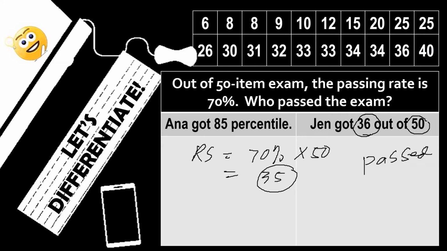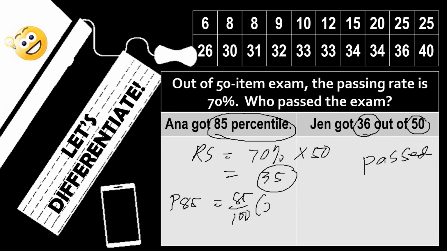What about Anna, 85 percentile? So let us get the 85 percentile. So this is P85 equal to 85 over 100 times 20, and this will give us 17. So we have to consider the 17th and the 18th score, and that is 34. So 34. Therefore, the raw score of Anna is 34, which is below 35, meaning to say Anna failed.